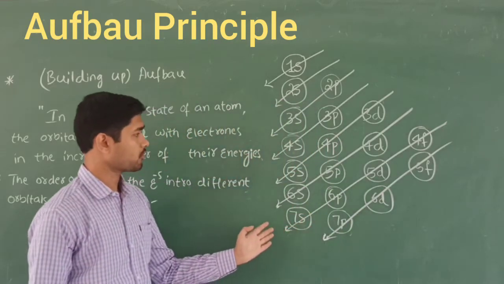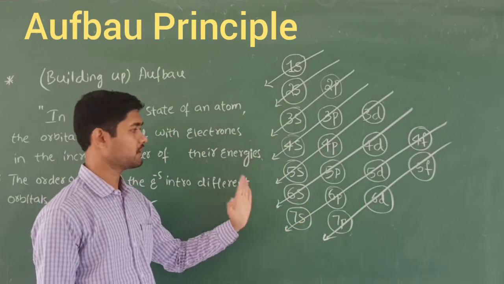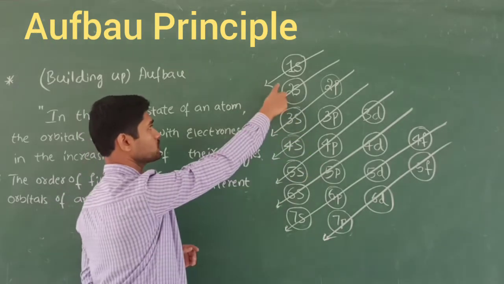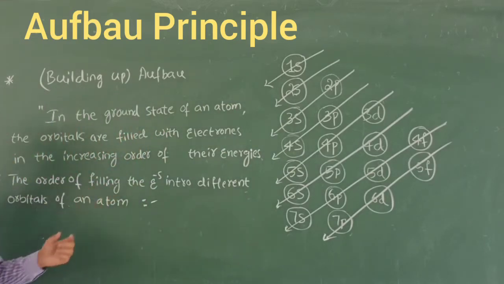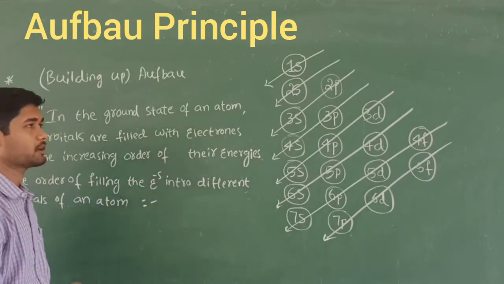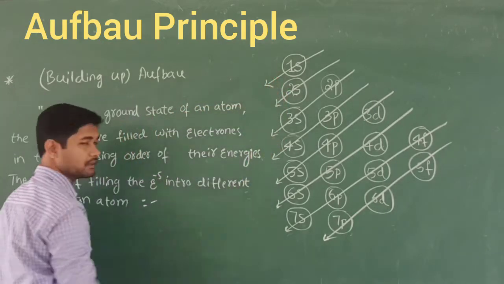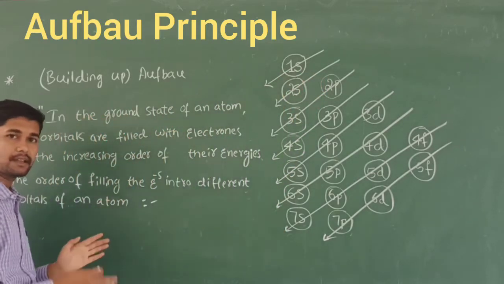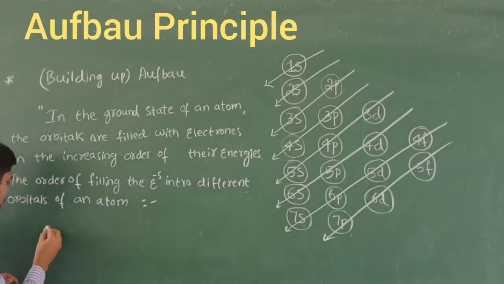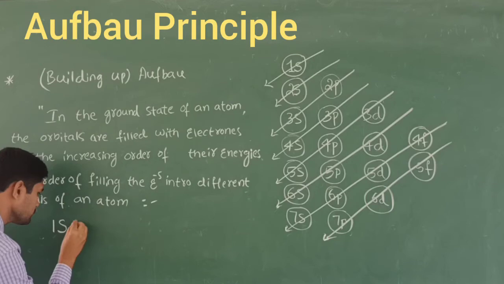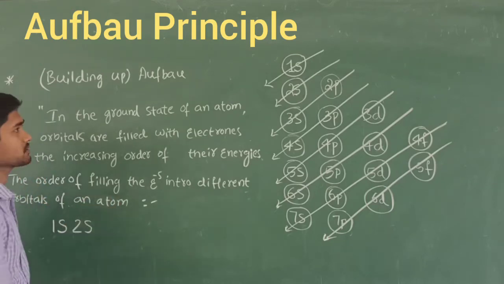This is the set of orbitals we are going to show here. To memorize the increasing order of their energies, it is shown like this. The order of filling of electrons into the different orbitals of an atom, in increasing order, is written like this. First comes 1s, which has the lowest energy. Next, 2s.